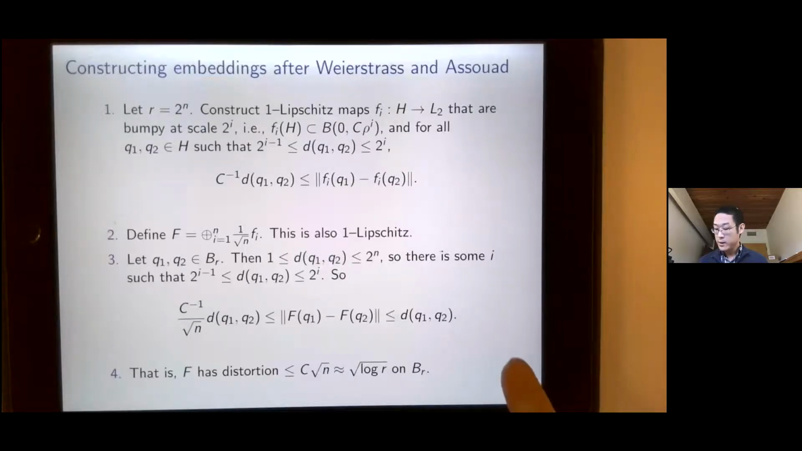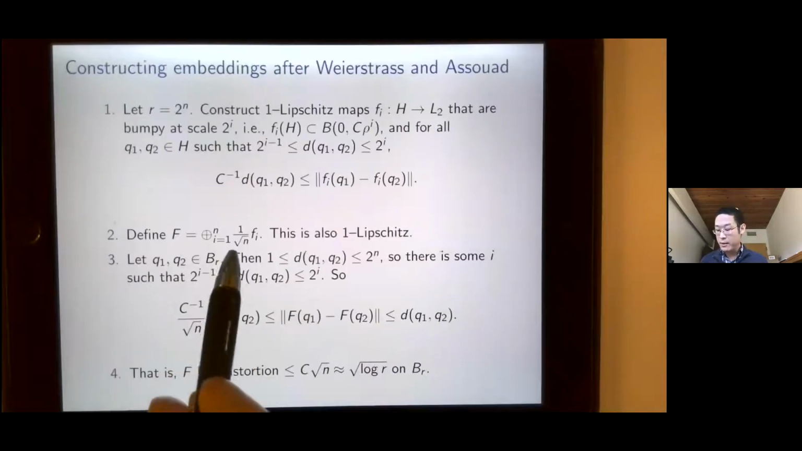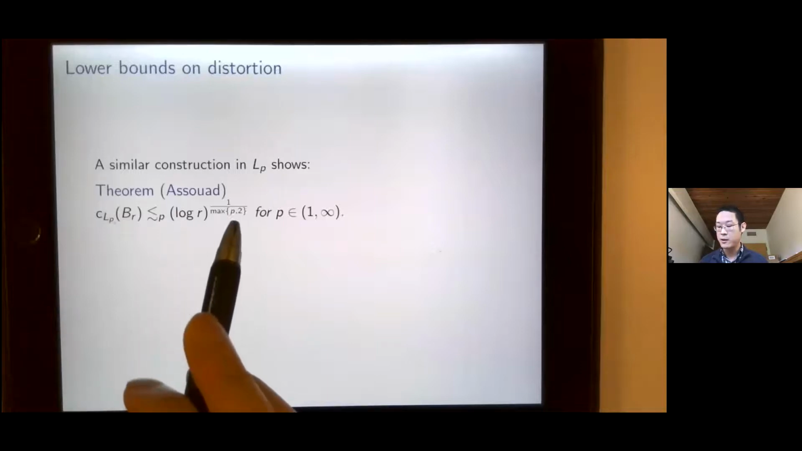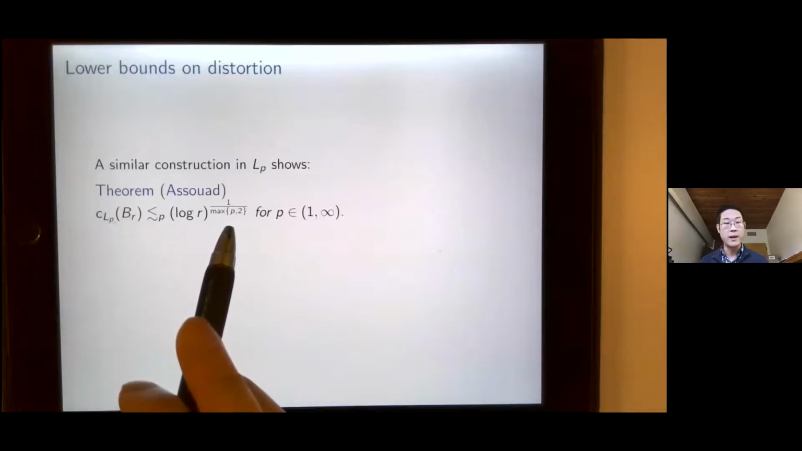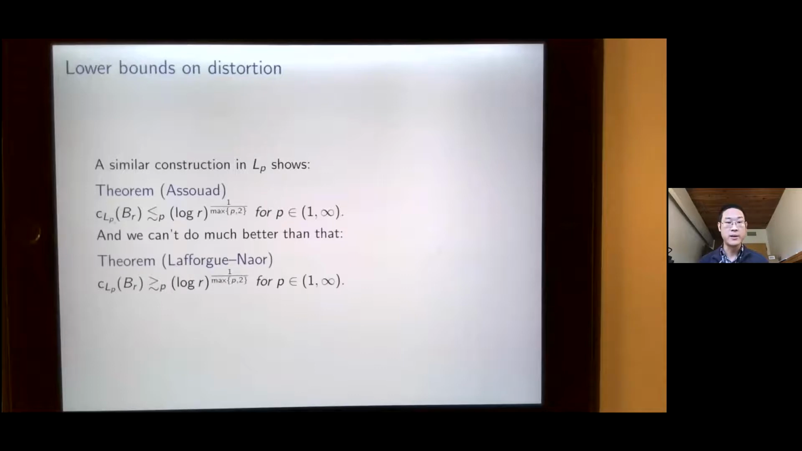Okay. So this is all for L2. You can do the same thing in Lp. The main difference in Lp is that instead of having 1 over root n, you can use larger coefficients in Lp than you can in L2. And so in Lp, this argument gives you a distortion of log r to the power of 1 over max of p and 2. And that's optimal. There's a theorem of Lafforgue and Naor, which says that the Lp distortion of this ball is at least that much. So this is just about as good as you can do when p is bigger than 1.